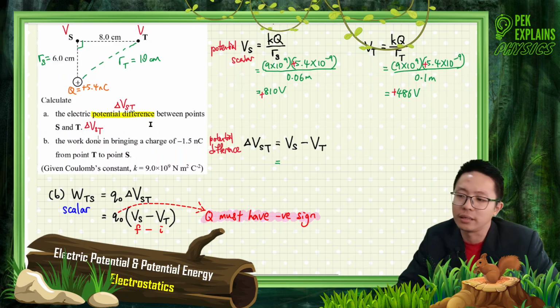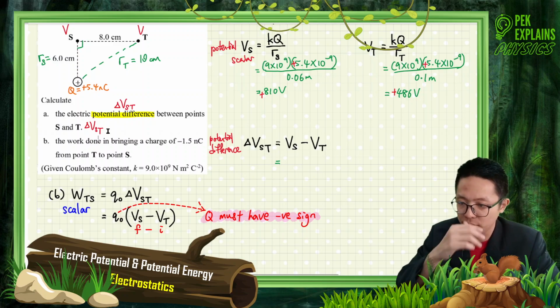But it's better that, by default, the answer scheme is: if the sequence is between S and T, then we write VST. If between T and S, we write delta VTS. Because by default, the answer scheme tends to be like that. So if between S and T, we just use the sequence, delta VST. If between T and S, just put delta VTS. Follow the default one.